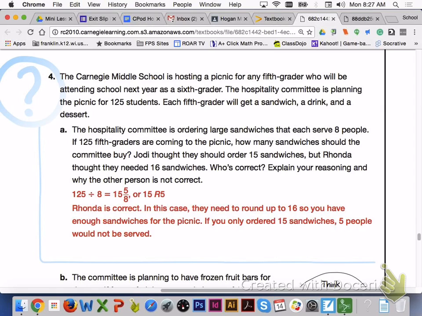For number 4, letter A, Rhonda is correct. For this problem situation, they need to make sure that they round up to 16 so you have enough sandwiches for the picnic. If you only ordered 15 sandwiches, there would be 5 people who would not be served.